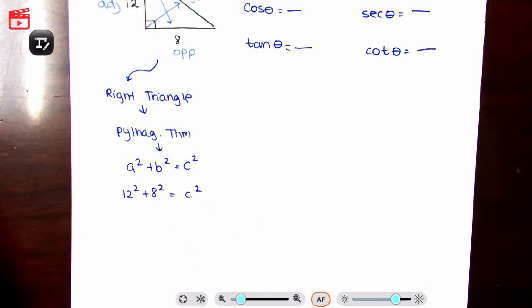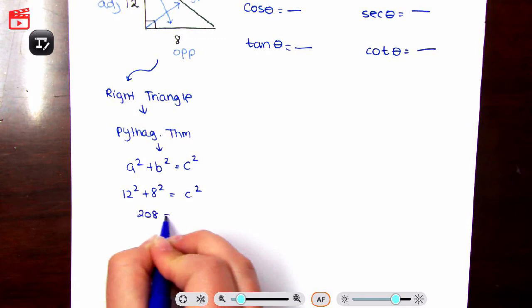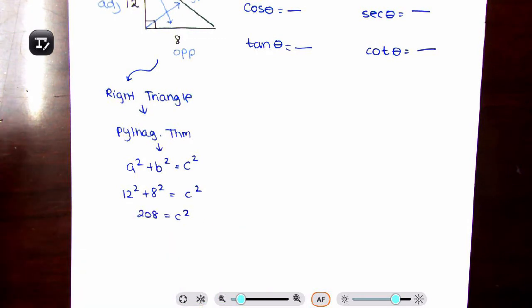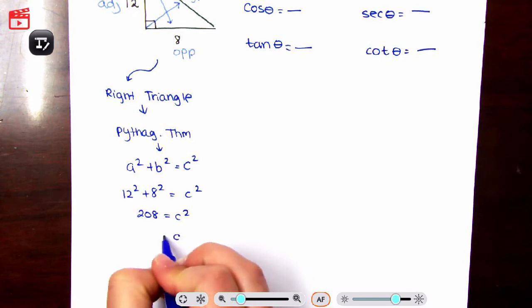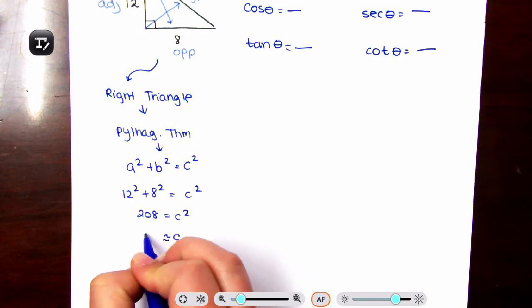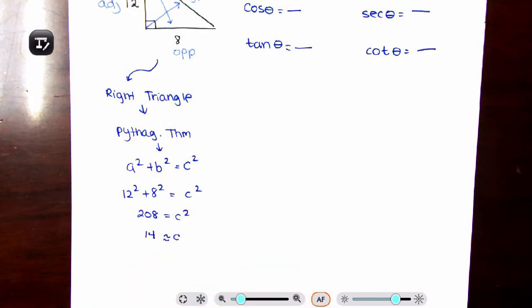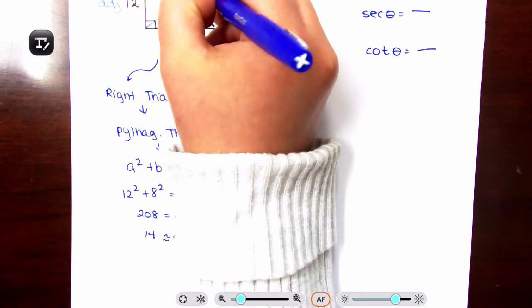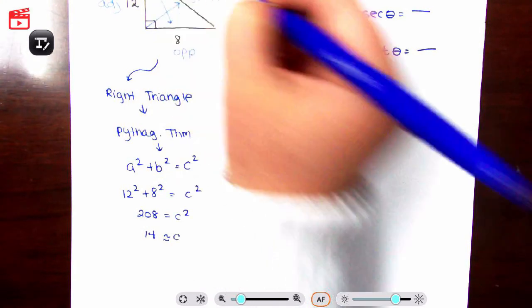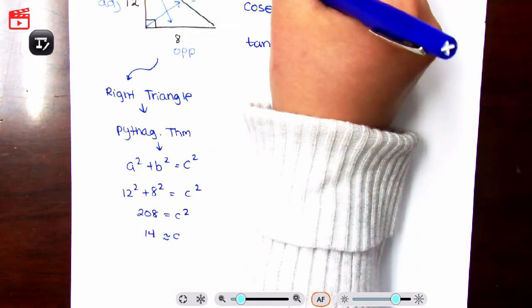I'm going to type that into the calculator real quick. Let that do the work for me. 12 squared plus 8 squared gives me 208. I'm going to take the square root of that, and that gives me c is about 14.5. We'll just round it to 14, a whole number. So we have 14 as our hypotenuse, about. Again, I am rounding to a whole number.